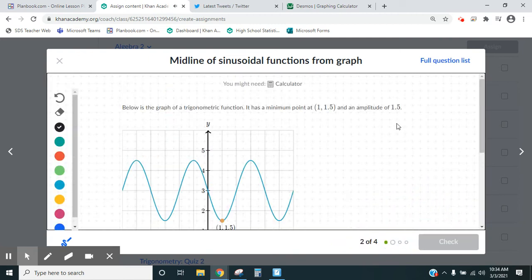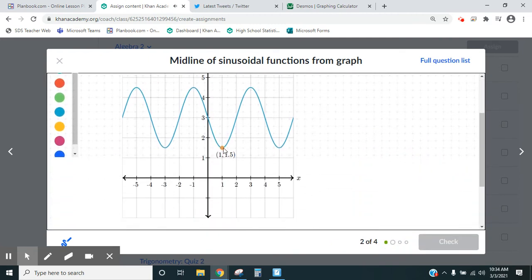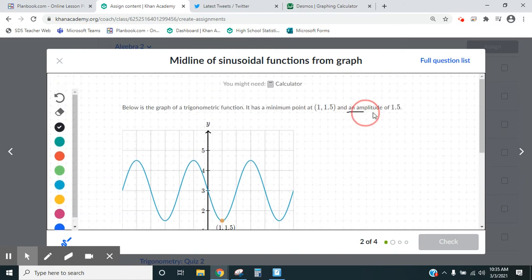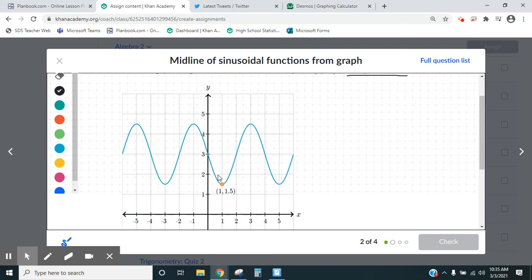They're going to give you different parts of the idea. All right, so they only give you one point here, and you're supposed to find the midline. But they also tell you up here what the amplitude is. Okay, so what's the amplitude tell us? It's a distance to the middle, to the midline.